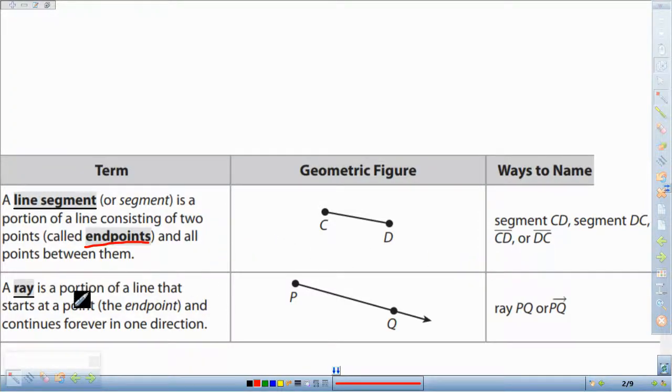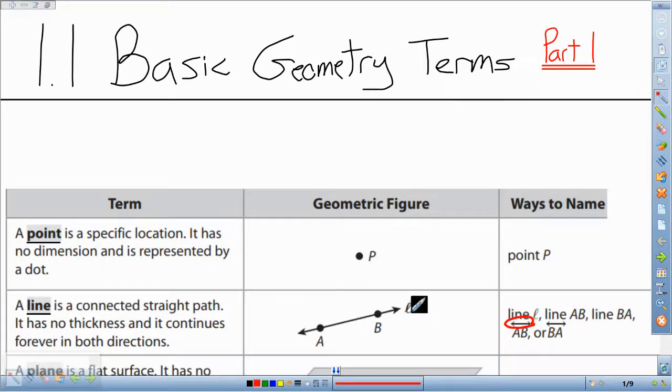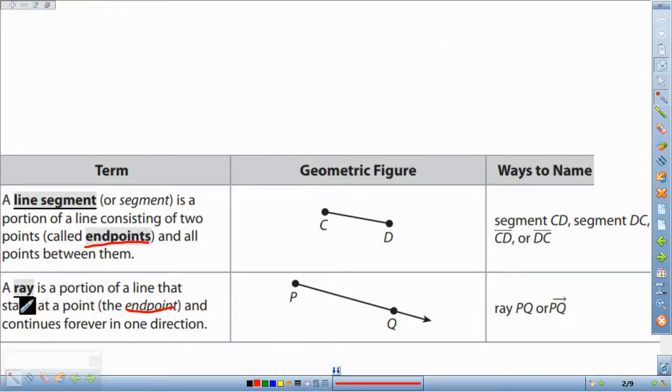The last one we have is a ray. It says a ray is a portion of a line that starts at a point, the endpoint, and continues forever in one direction. Just to compare, if you remember, a line goes in both directions forever. That's what those 2 arrows imply. A ray goes in one direction forever, and you can see it's going in this direction forever. So that's what a ray is.